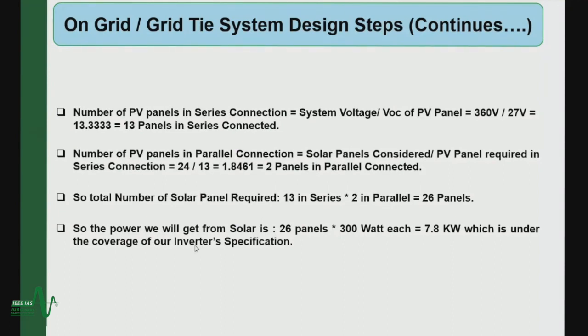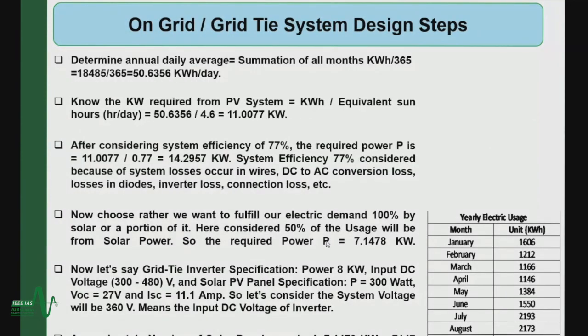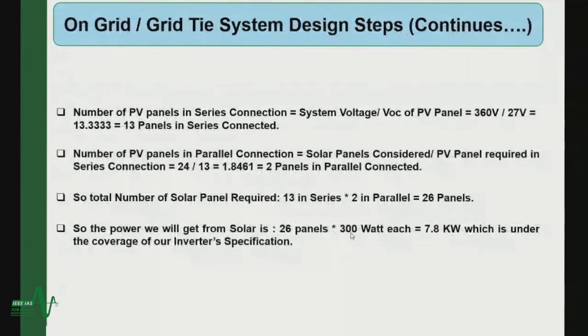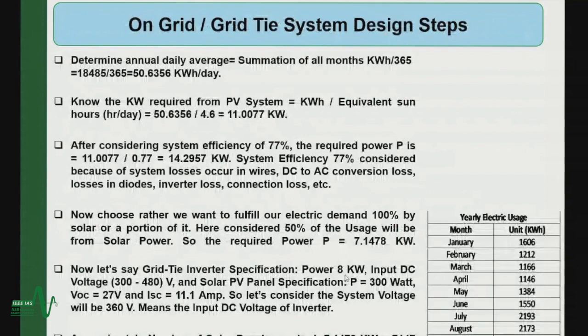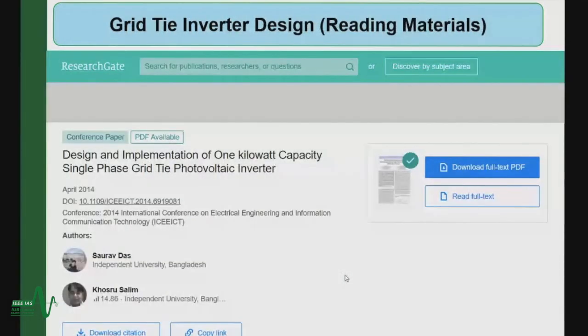So now calculating the power from it, 26 panels, and as I considered, each PV panel will give us 300 watt. So 26 panels multiplied by 300 watt is 7.8 kilowatt, which is under the coverage of our inverter specification because we chose the inverter as 8 kilowatt. And here the grid inverter design system is just reading material. If you want to know a bit more about how to make the inverter design, you can download this paper from ResearchGate and read.